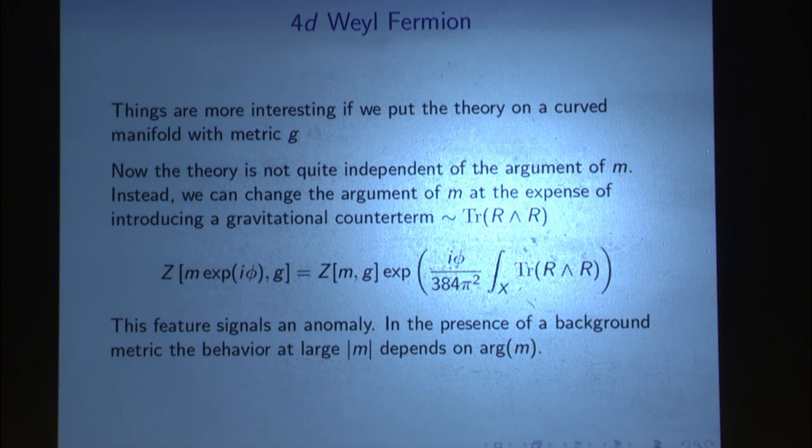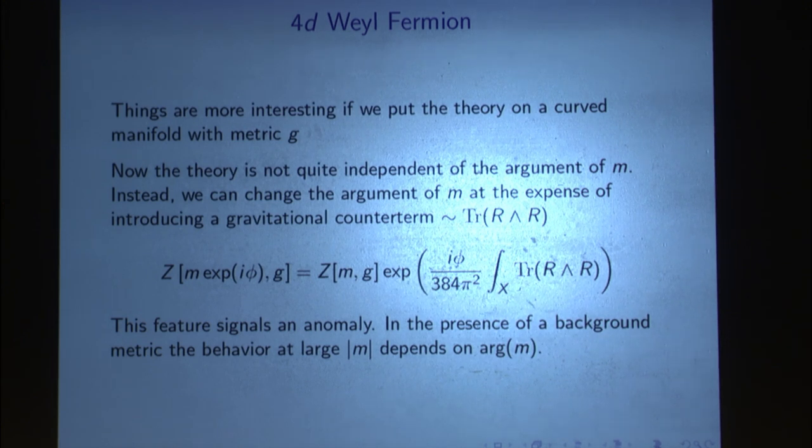So now the theory is not quite independent of the argument of m. Instead, when you try to change the argument of m, you introduce a gravitational counterterm, trace R wedge R, where R is the curvature. So you have this equation here. When you shift the argument of m by e to the i phi, you pick up a gravitational theta angle with coefficient phi here.